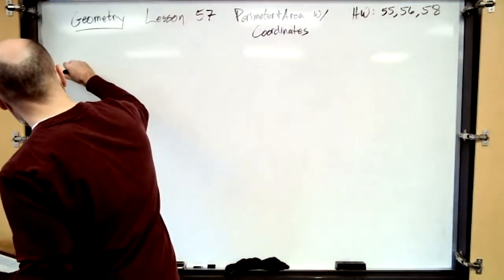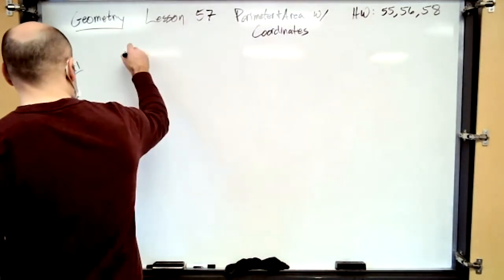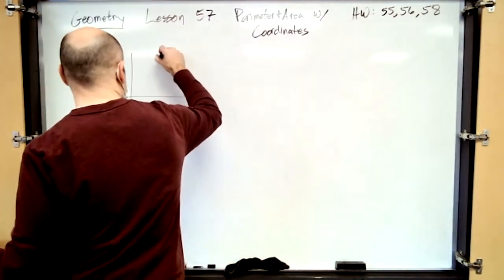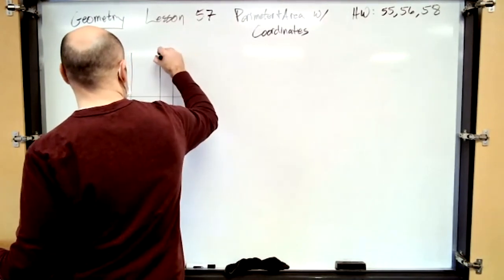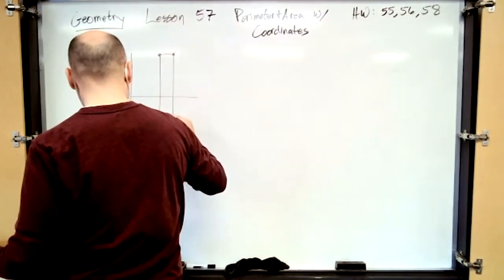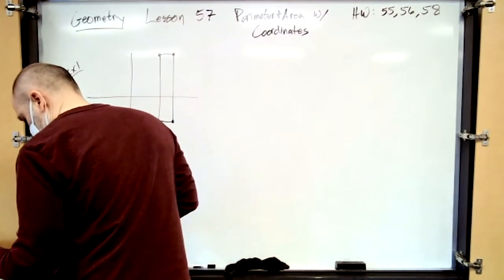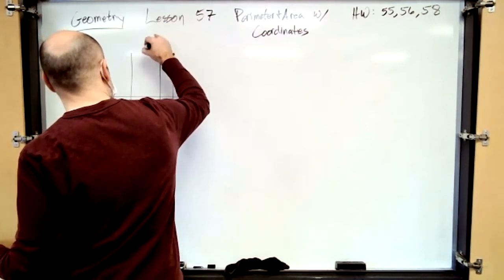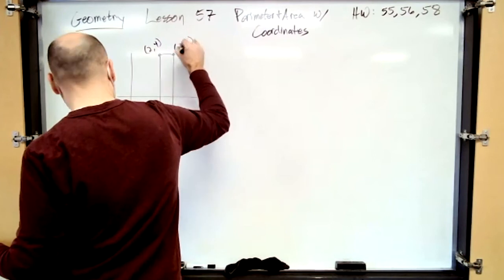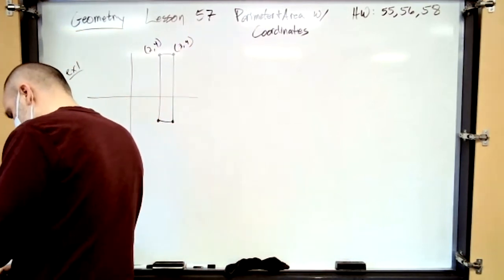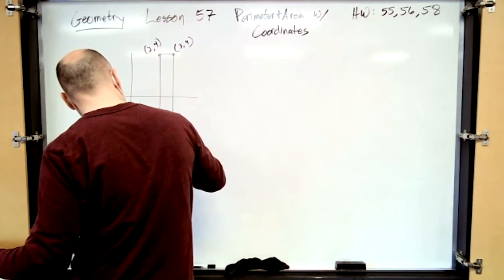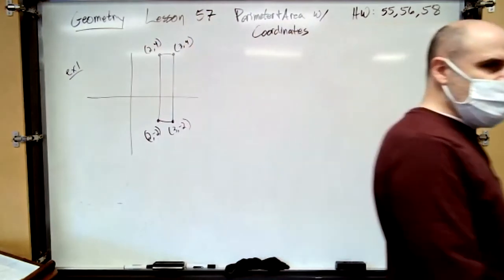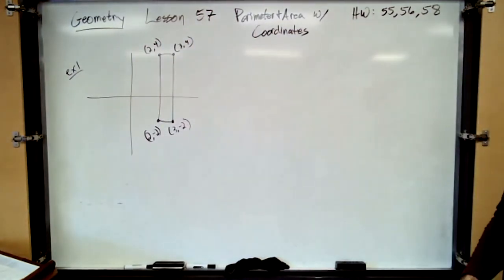So here's example one. Here's my coordinate plane. Here is my rectangle. Okay, so let's say that we know the points, and the points are, let's see, (2, 4) and (3, 4), and then (2, -2) and (3, -2). So how do you find the perimeter and area of this rectangle?